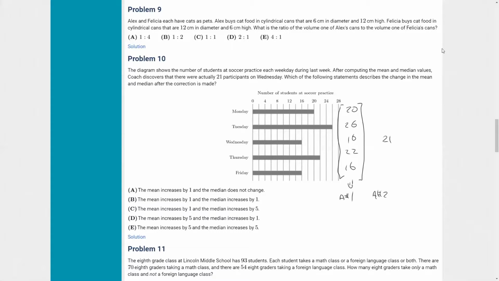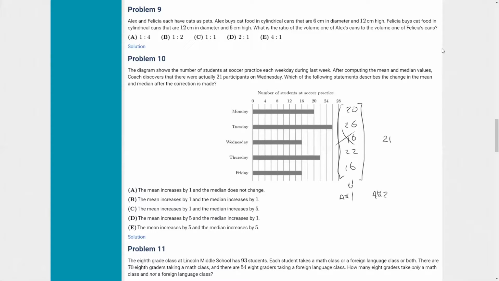Now, in order to solve the second part, how the median value changes, the median value changes if the order of least to greatest changes. So does the order of the least to greatest change? Let's take a look. On the first set, 16 and 16 are tied, and then it's 20, then 22, and then 26. So the median value is the one in the middle, so 20 will be our median.